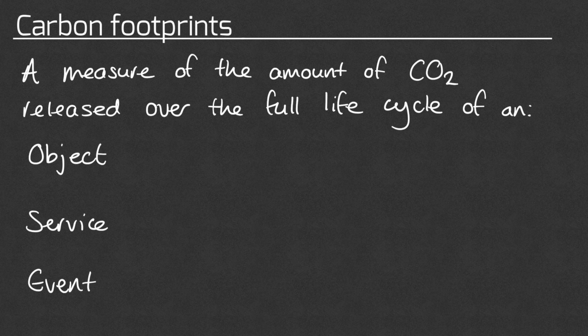A carbon footprint is the measure of the amount of carbon dioxide released over the full life cycle of an object, service, or event. So an object, for example, could be a toaster. How much carbon dioxide was released during the manufacture of the toaster, during the transport of it, during its use, and then when it's disposed.